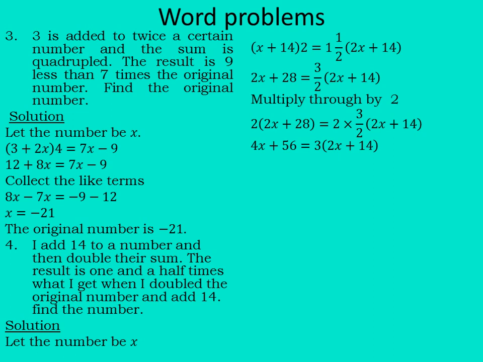Now on the right hand side, 2 times 3 over 2, we are going to cancel out 2 times 2 because 2 can divide 2 and we will be left with 3 over 1, and 3 divided by 1 is still the same thing as 3. So we have 3 into bracket 2x plus 14.